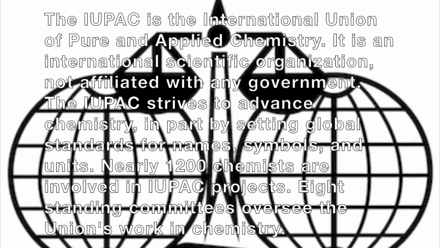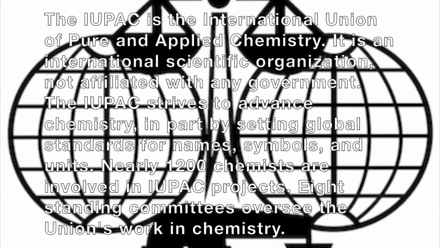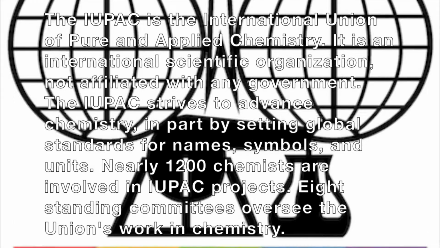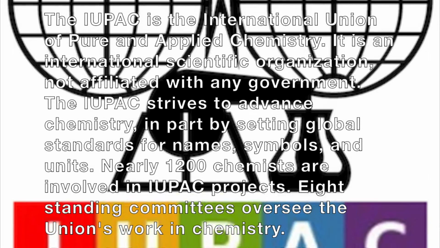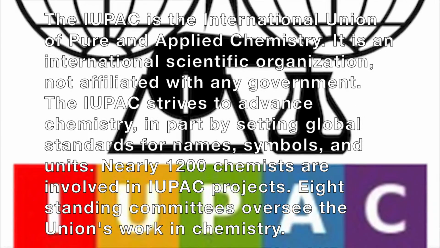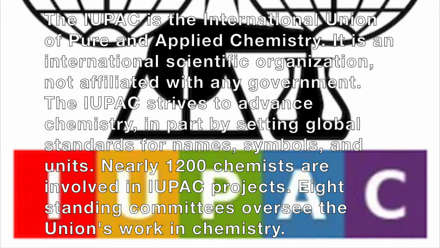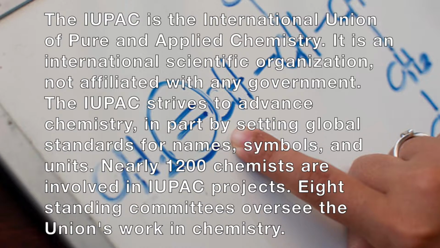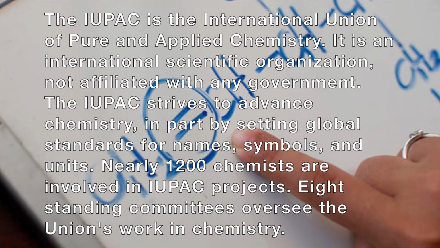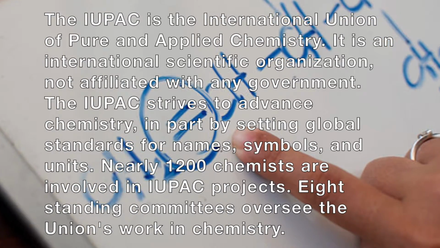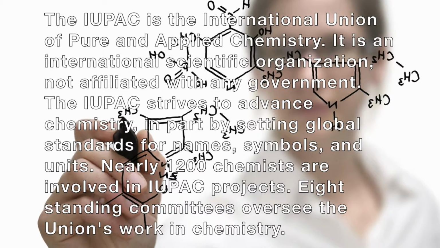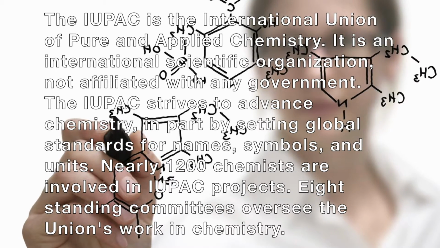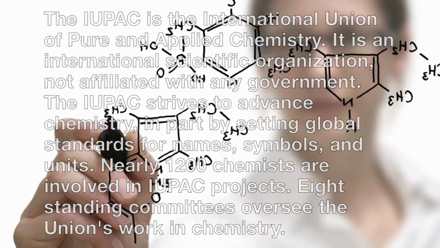The IUPAC is the International Union of Pure and Applied Chemistry. It is an international scientific organization not affiliated with any government. The IUPAC strives to advance chemistry, in part by setting global standards for names, symbols, and units. Nearly 1,200 chemists are involved in IUPAC projects, and 8 standing committees oversee the union's work in chemistry.